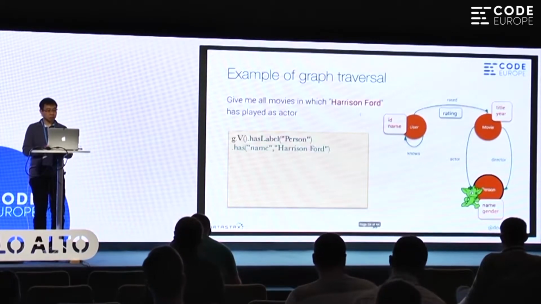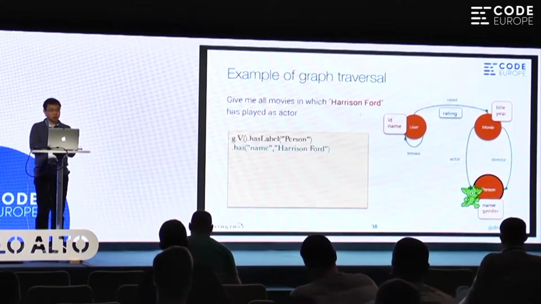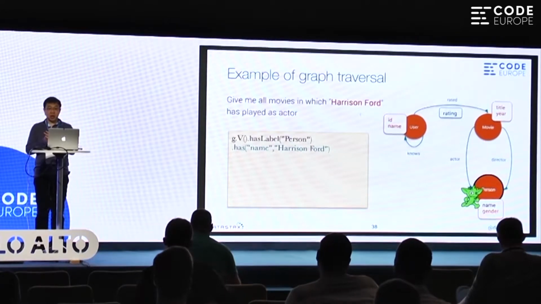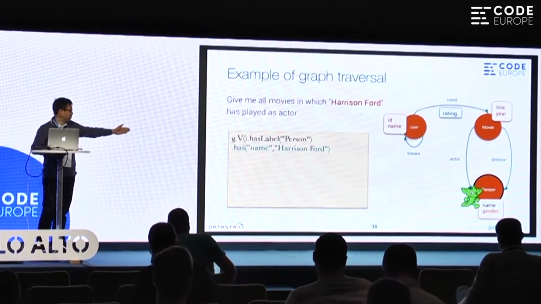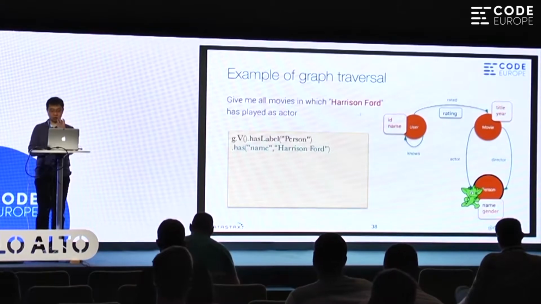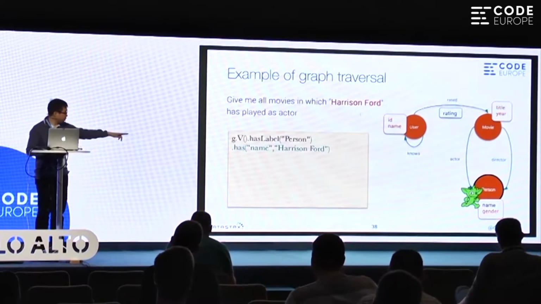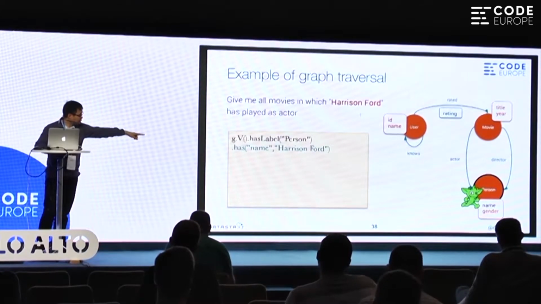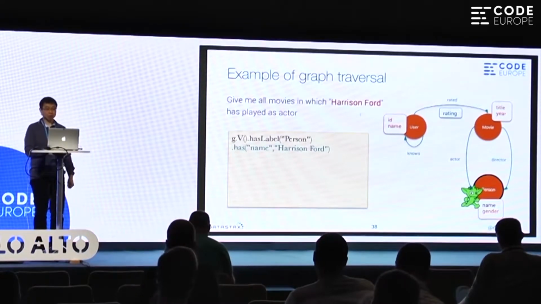And then I want only the person whose name is Harrison Ford. So I add an extra filtering clause, has name Harrison Ford. So right now, I have a single vertex of type person, of label person. So there is a filtering on the vertex property, which is the name, right? Okay.